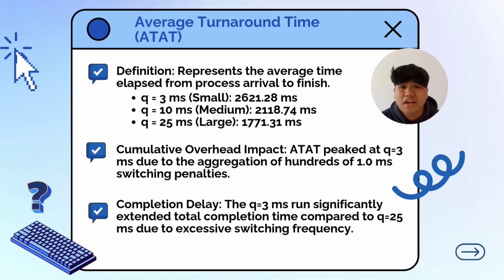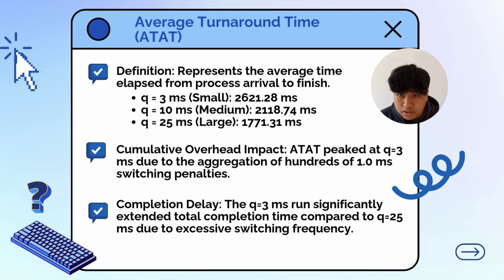The trend is immediate. With a small quantum of 3 milliseconds, our average turnaround time was huge, over 2600 milliseconds. But as we increase the quantum to 25 milliseconds, the time drops significantly to roughly 1770 milliseconds. So the larger quantum actually allowed processes to finish much faster on average.